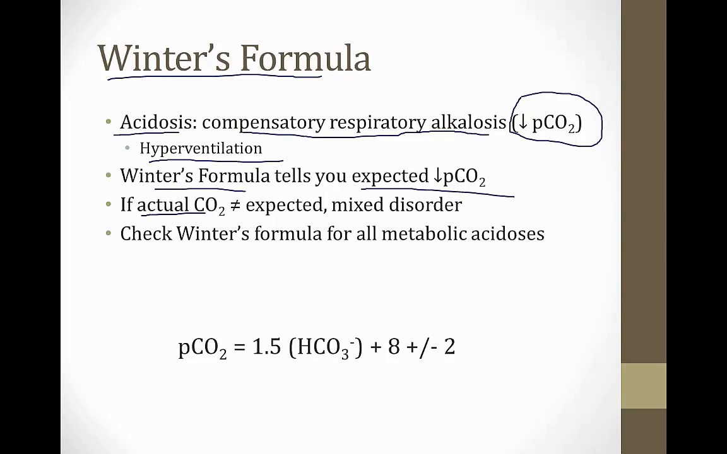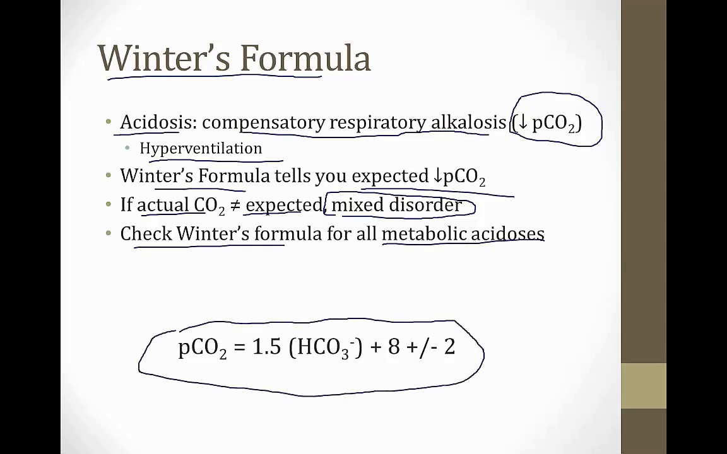If your actual CO2 does not equal the expected, then you have a mixed disorder. It means you have a concomitant respiratory disorder in addition to the metabolic acidosis. So the bottom line is that you need to check Winter's formula for all metabolic acidoses to make sure that the respiratory compensation is appropriate. And I've written Winter's formula down here. It's 1.5 times the bicarb plus 8 plus or minus 2.